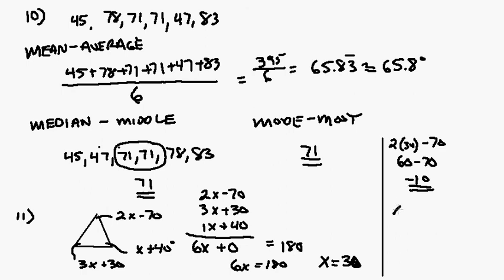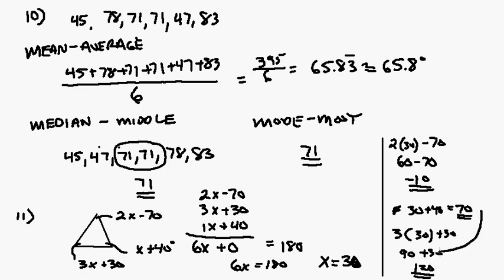Let's go to the second one. Here, this one is x plus 40, so we have 30 plus 40, that would be 70. That works. And here I have 3 times 30 plus 30, which is 90, plus 30, which is 120. So these two angles are fine, 70 and 120. This, however, negative 10, tells me that 30 cannot be x, that triangle can't have those measures of x plus 40, 2x minus 70, and 3x plus 30.